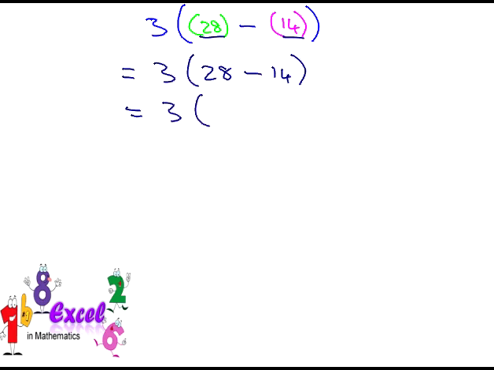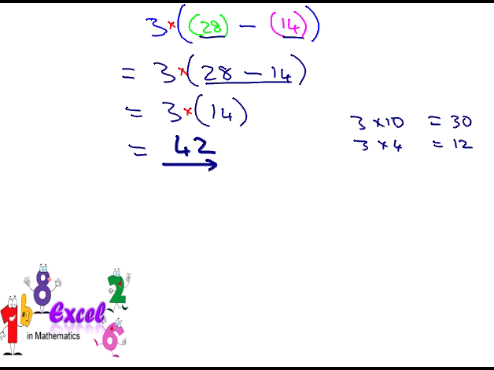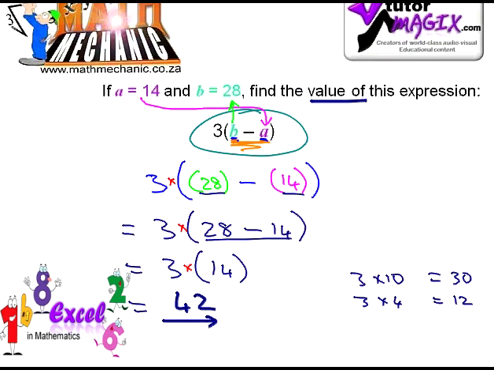That will then give us 3 times. Remember, between the 3 and the bracket, there will always be a times. Whatever number is standing in front of a bracket, there's always a multiply between that number and the bracket. So this then becomes 3 times 28 minus 14, which is 14. So 3 times 14 will be the same as saying, if you want to do it quickly in your head, 3 times 10 and 3 times 4. 3 times 10 is equal to 30, and 3 times 4 is equal to 12, and 30 plus 12 will give us 42. So the value, as the question asked us, the value of the expression, therefore, is equal to 42.